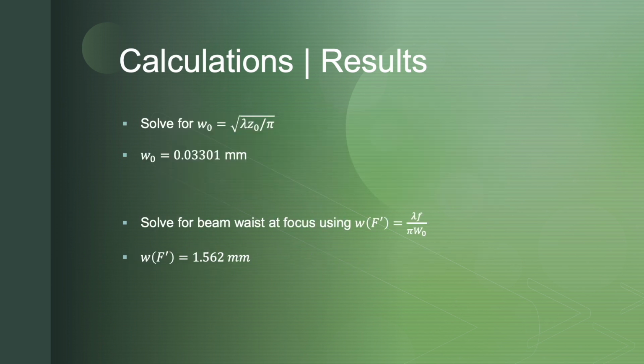Using our calculated value for the Rayleigh range z0, we solve for the minimum beam waist W0 using the formula W0 is equal to the square root of lambda times the Rayleigh range divided by pi. This gave us that the beam waist is 0.03301 millimeters. When applying the beam imaging formula from lecture, for W(f') equal to lambda times f divided by pi W0, we calculated the beam waist at the focal point of the imaging lens to be 1.562 millimeters. This confirms our system expanded the beam as expected before focusing.